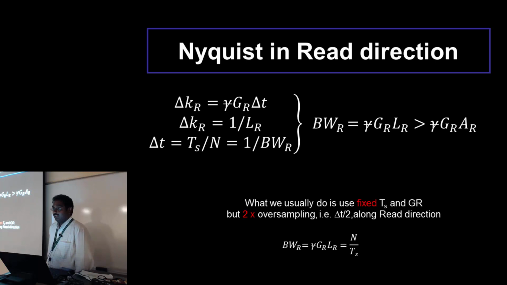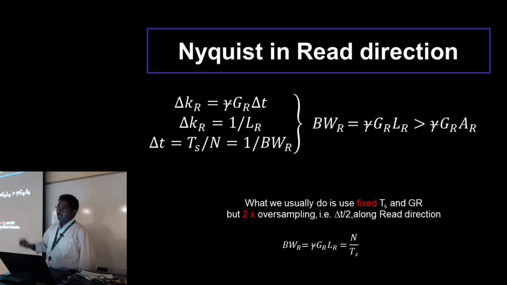Practically speaking, when you're sampling, it's up to you whether you sample every 10 milliseconds or 20 milliseconds. If the duration of your sampling is fixed, you can sample as many points as you want in between, meaning you can change your delta t. The Nyquist relation is only telling you the minimum. You can always increase that. So in practice, you typically oversample along the read direction in the MR system.